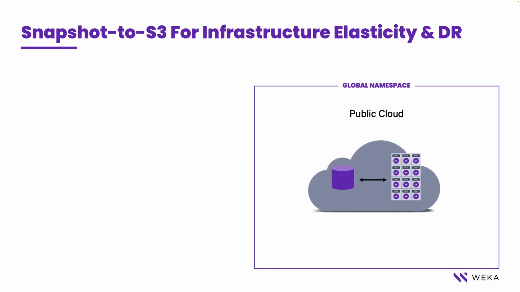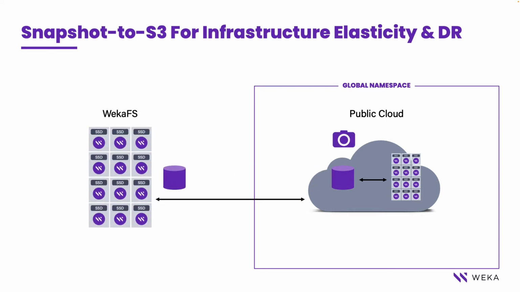The data can not only be used locally, but we can also do things such as clone the data by taking another snapshot and sending it back to the original location. This allows you to do things such as cloud bursting and then incremental return of results back to your on-prem system.